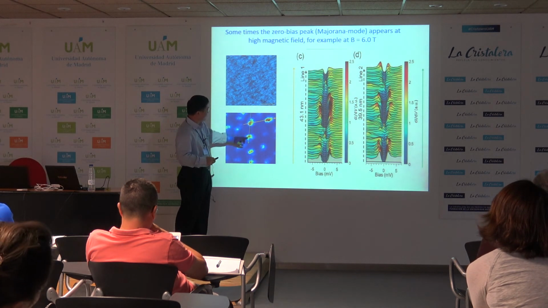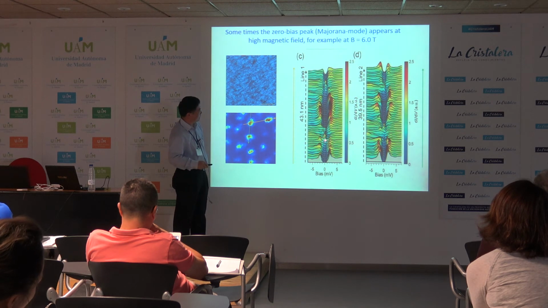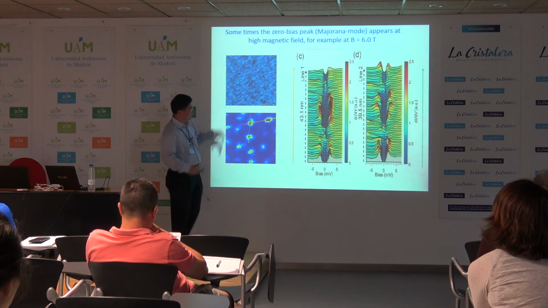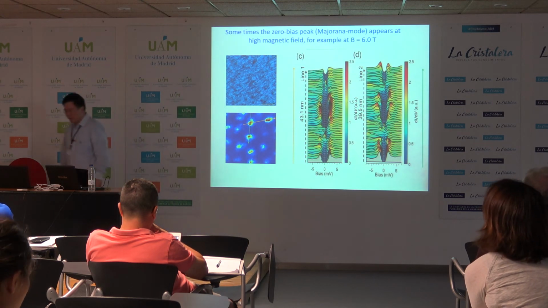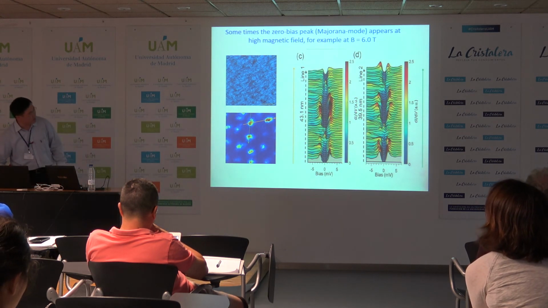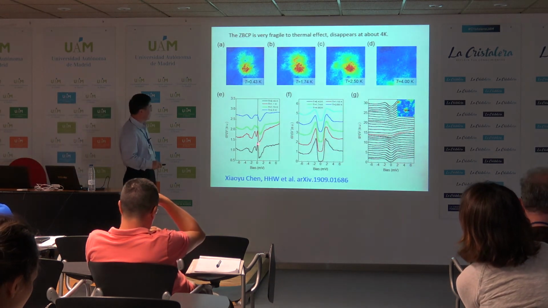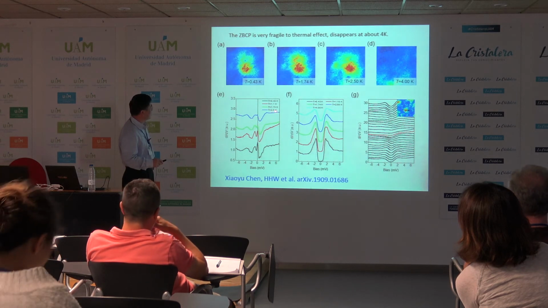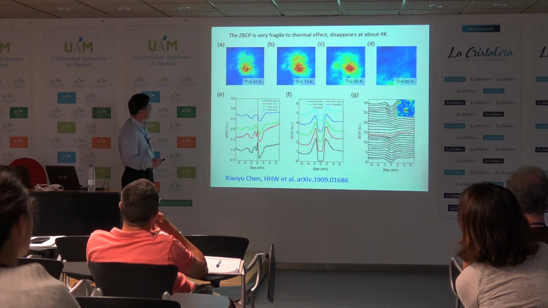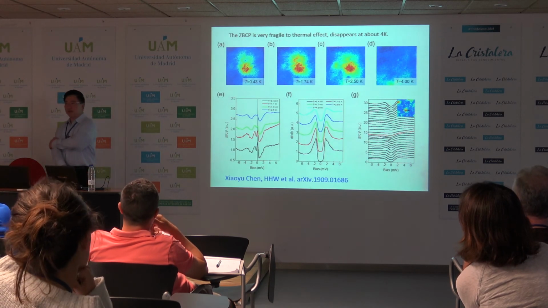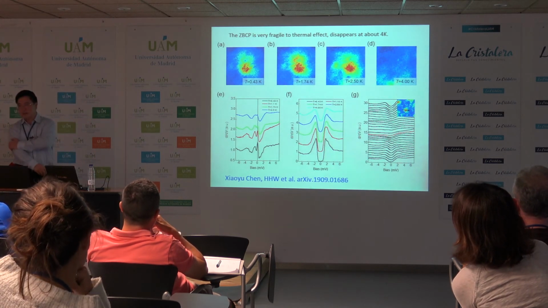For example, 3 vortices all show the zero peak. For that, we don't know why, even though the field is 6 Tesla. So maybe the environment is also very sensitive. We also changed the temperature. For this zero peak, when the temperature comes to 2.5 Kelvin, the peak is already gone. So temperature is very sensitive to the zero bias conductance peak.